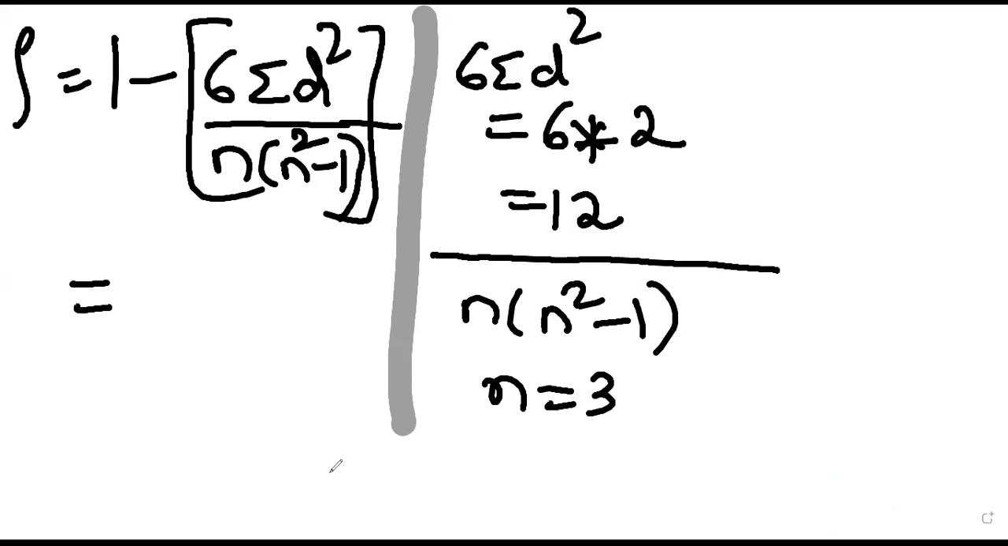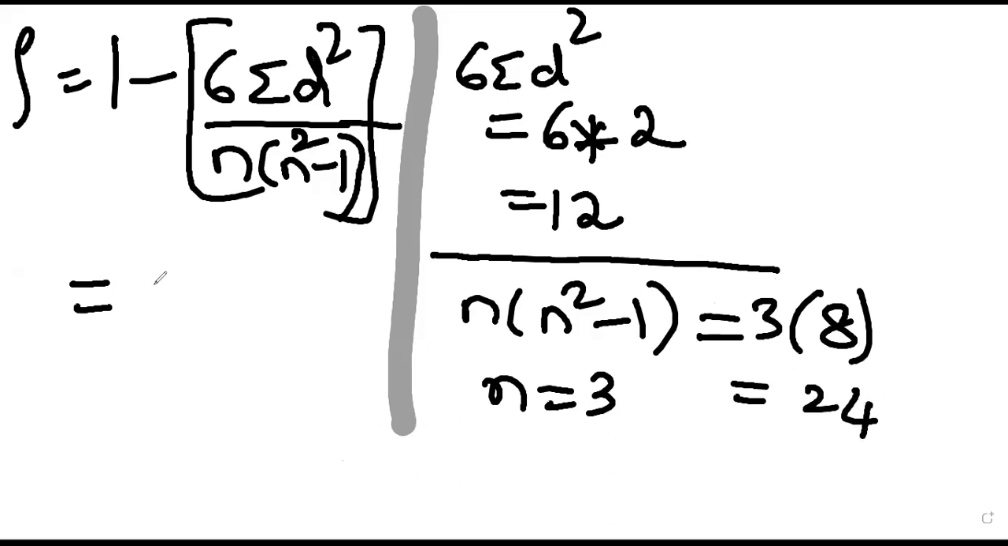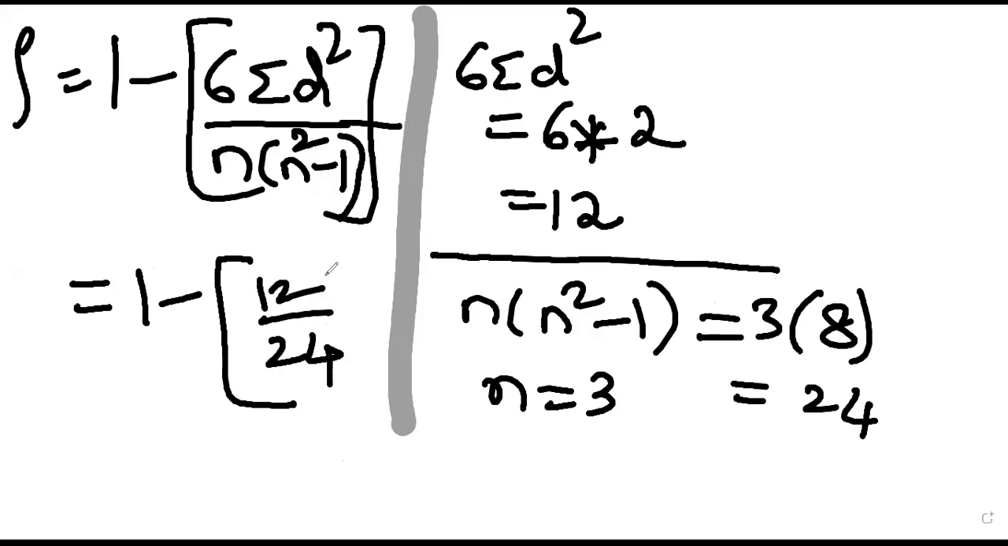Yes, if anyone has the answer, you can just unmute yourself and tell. So when n is equal to 3, n into n square minus 1 is equal to 24. 1 minus 0.5. The answer is correct, 0.5. Is it right? So this should be the answer.